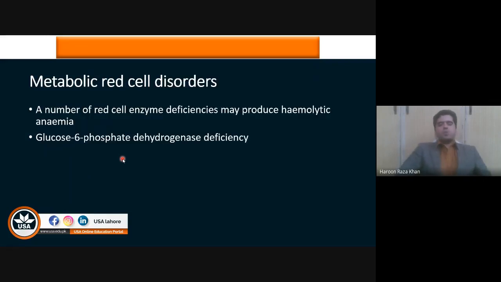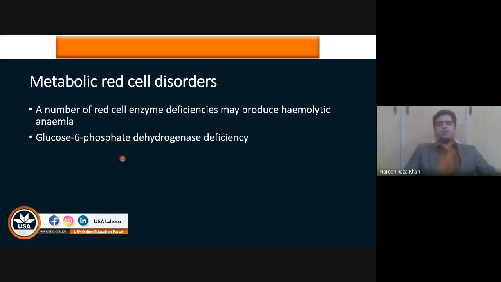Now, class, we will talk about the metabolic red cell disorders. So this is again a type of hemolytic anemia, which is of hereditary type. Now, a number of red cell enzyme deficiencies may produce hemolytic anemia, and the most common of which is glucose 6 phosphate dehydrogenase deficiency. It is also known as G6PD.